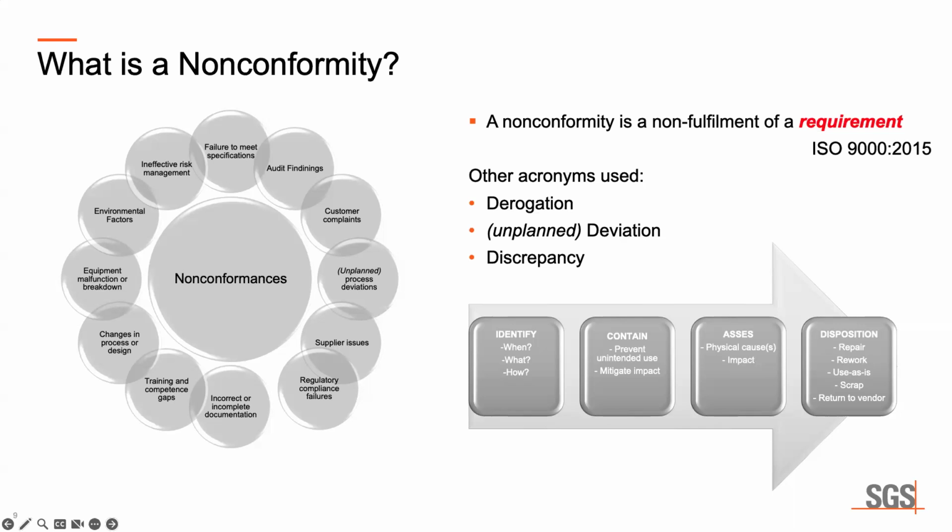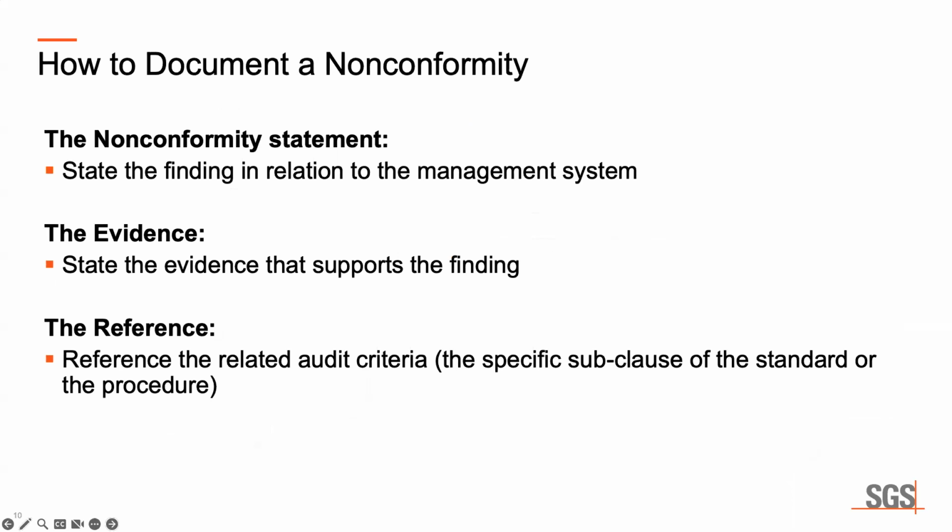What's the impact look like? And finally, a potential disposition. So how are we going to move forward now that we know that this is a nonconformance and this is what we did to mitigate and to manage the situation? What is our disposition?